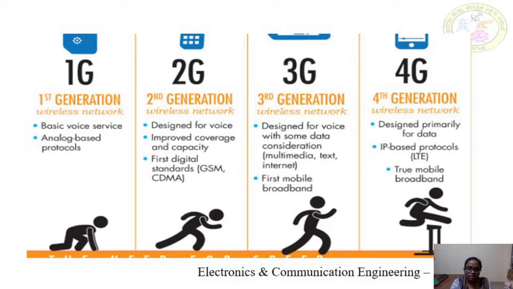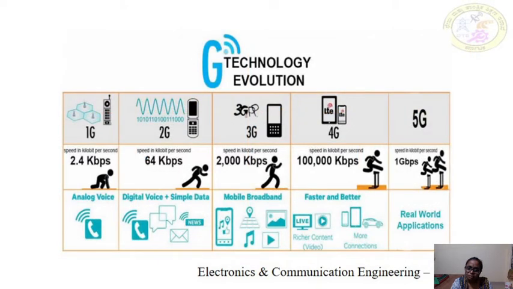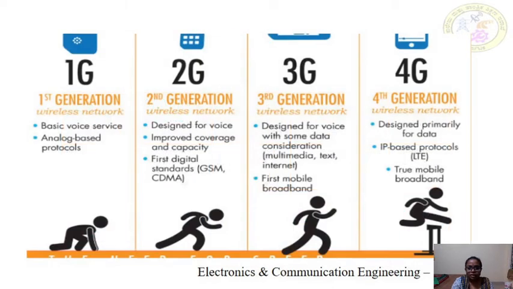In 2000, the third generation was launched in the market, which is designed for voice with the same data consideration, that is multimedia, text as well as internet. It is the first mobile broadband, and it has a speed of 2000 kbps.